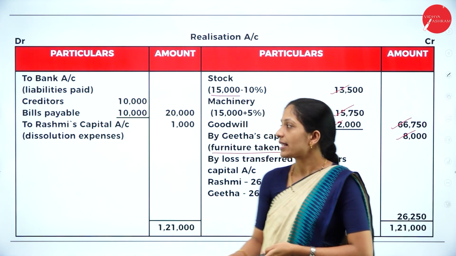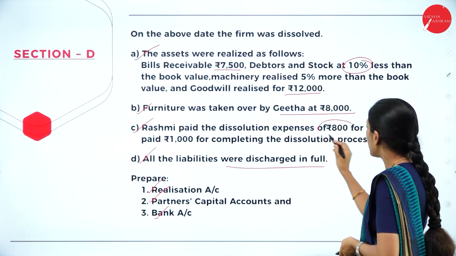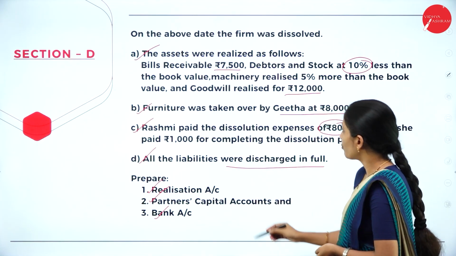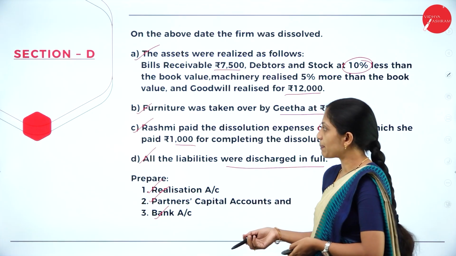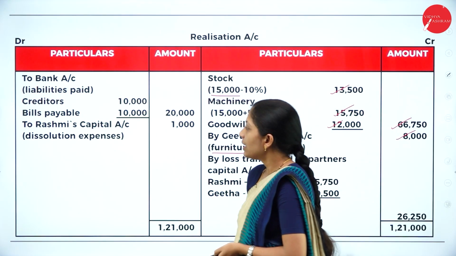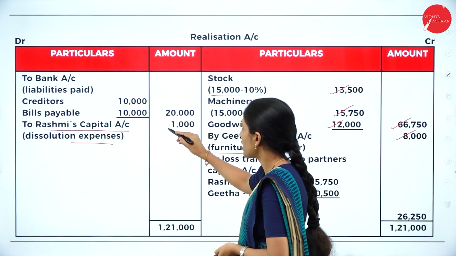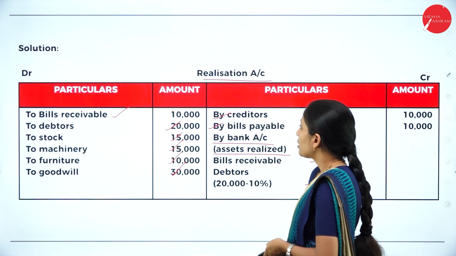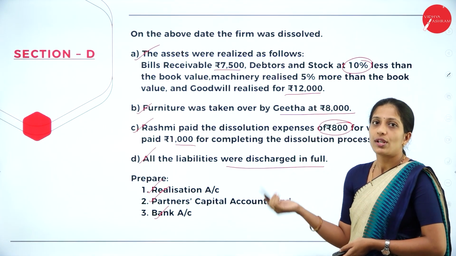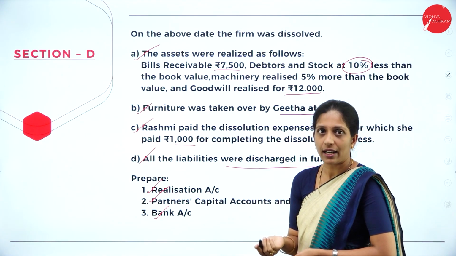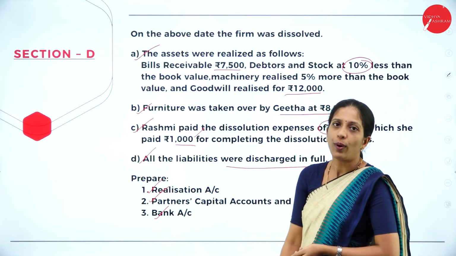Now let us see the next adjustment. Rashmi paid the dissolution expenses, 800 actual, for which she paid 1,000 for completing the dissolution process. So how do you record that? You will record it to Rashmi's capital account, dissolution expenses. How much? 1,000. The actual dissolution charge was 800 but Rashmi had paid 1,000. So I'll write it as to Rashmi's capital account, dissolution expenses paid. How much do you have to take? Not 800, you have to take 1,000.